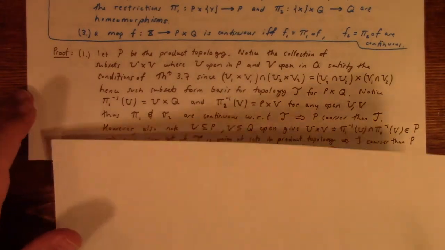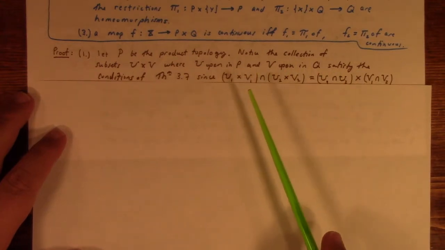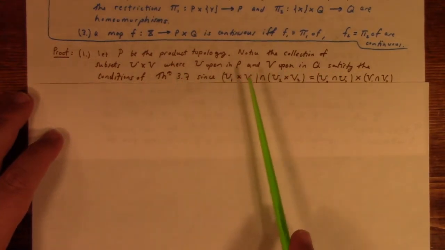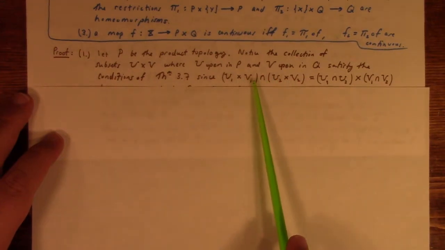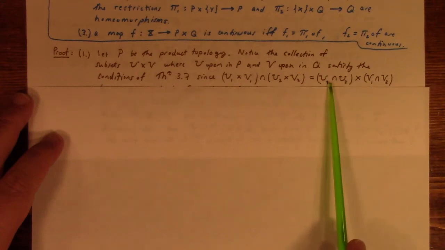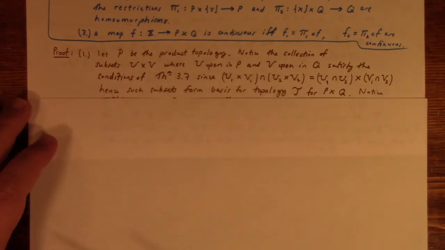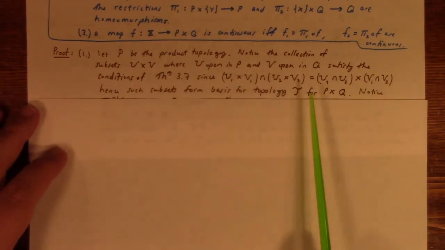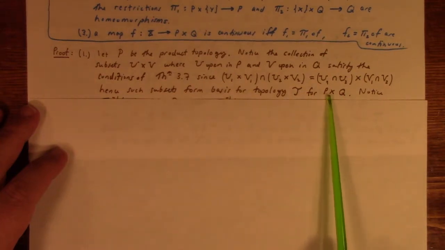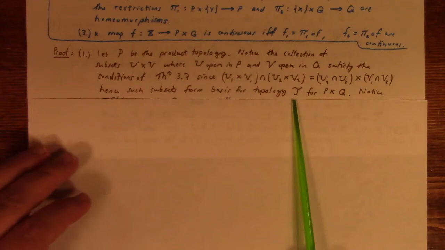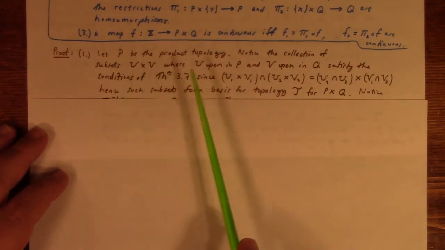So let P be the product topology. Notice that the collection of subsets U cross V, where U is open in P and V is open in Q, satisfy the conditions of theorem 3.7, in part because of this identity. If you take the intersection of the Cartesian product of U1 and V1 and U2 with V2, you get the intersection of U1 with U2 Cartesian product with V1 intersect V2. So it follows then that such subsets form a basis for the topology of the Cartesian product P and Q. And we call that topology T for now. We're calling the product topology P. Our goal in number one is to show P equals T.